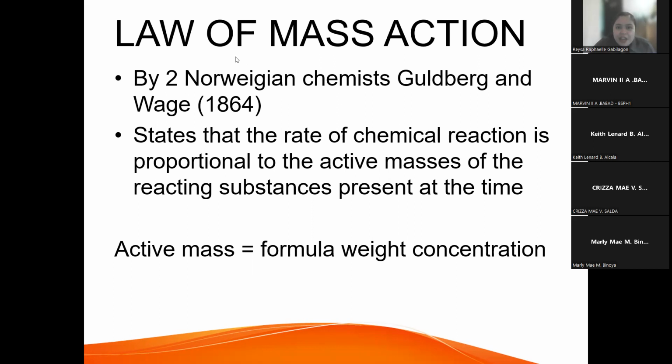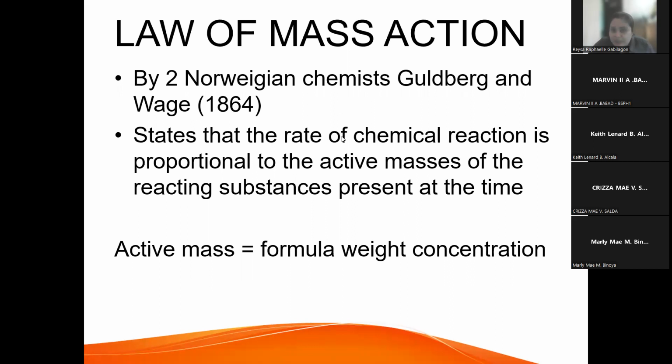Sige, we have the law of mass action. Let's talk about this. It's one of the laws na available sa chemistry. So itong law of mass action was formulated by 2 Norwegian chemists. We have Goldberg and Waage. That was long time ago, 1864. Ano sinasabi ng law of mass action na to?